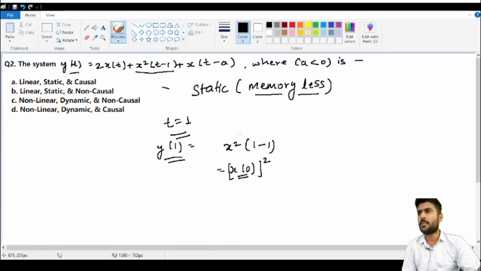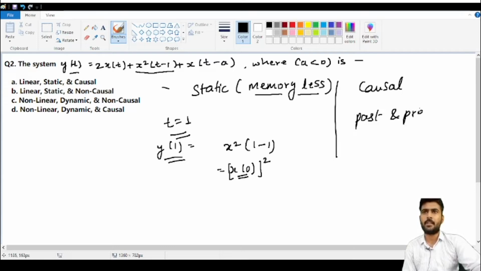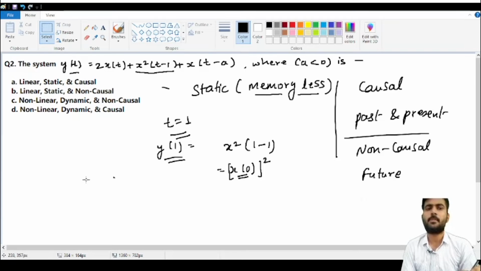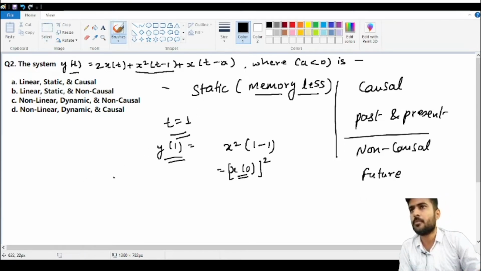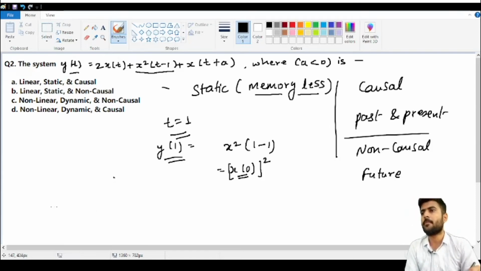Third, we have to check for the causality of the system, whether the system is causal or non-causal. For causality, we know that causal systems are those which are dependent on past and present values, whereas non-causal are those systems which are also dependent on the future values. So this particular system is a causal system, and here we have to do a little bit of improvement. It is t plus 1.